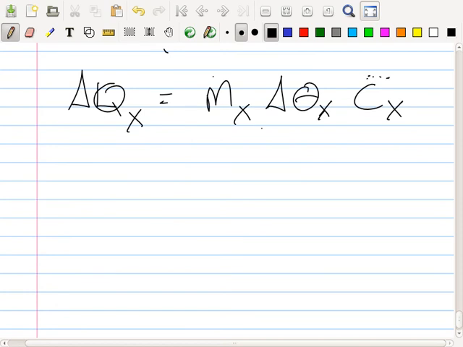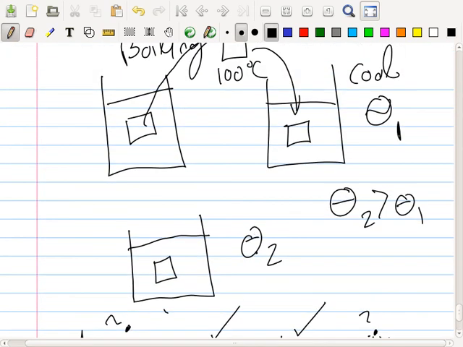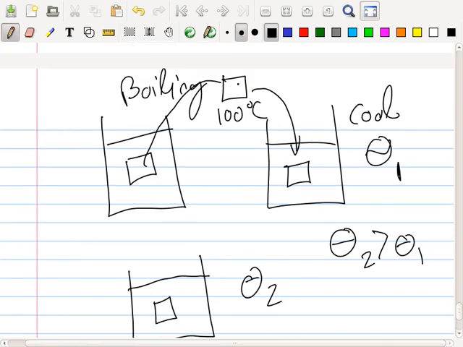So let's calculate. Do you know this? You want this. Do you know this? Well, not really. You don't know how much energy comes out, so you don't know this. And do you know this? Yes. What will this equal? Theta 2 minus 100, or 100 minus theta 2, because this temperature is 100. It goes in here, it cools down and becomes theta 2.